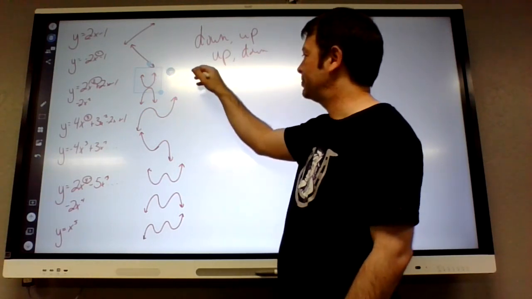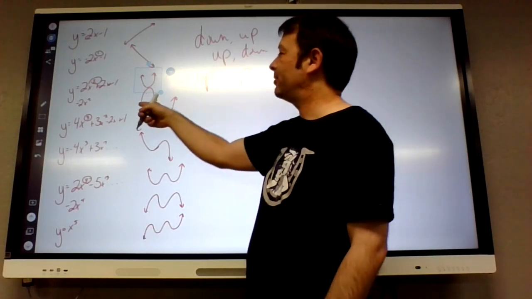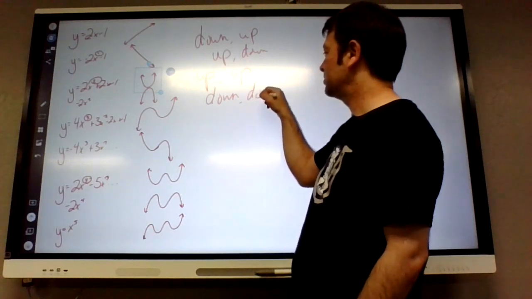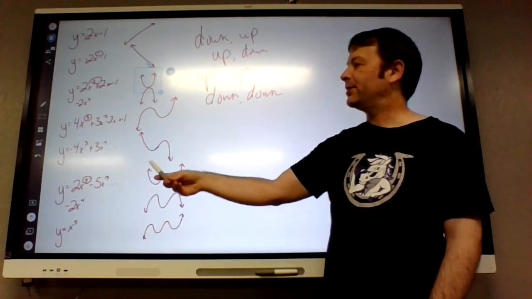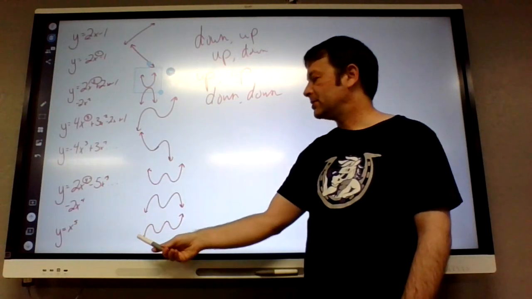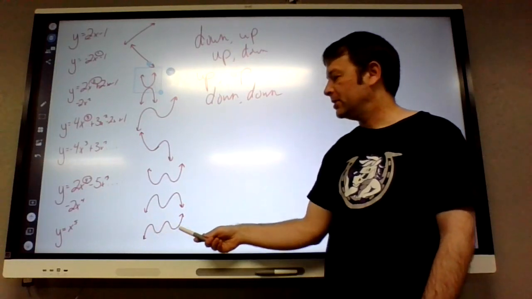Goes from up to up, or if it's upside down, it goes down to down. So the fifth degree is more like the third degree than it is the fourth degree. So fifth degree, just add an extra curve.